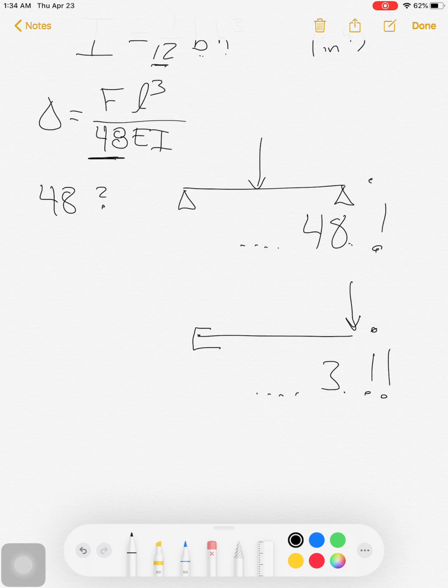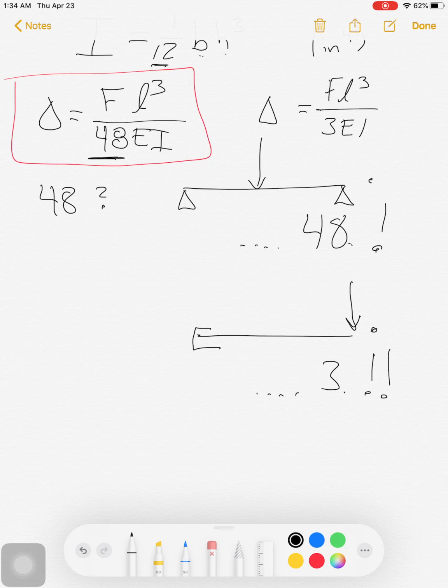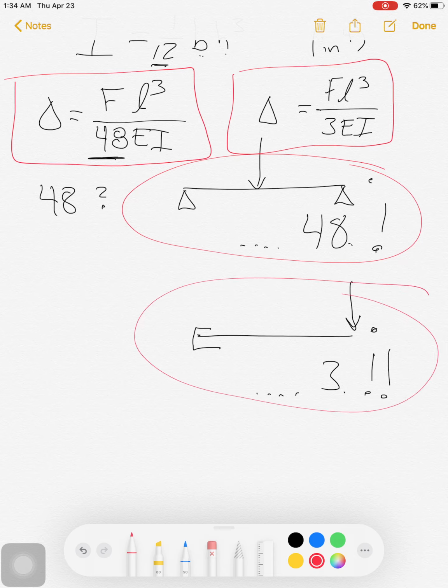So that means our two equations are either going to be force length cubed with 48 EI on the bottom, or if it's a beam that's only held at one end, it's going to be force length cubed over 3 EI. All right, so we'll use one of these two equations depending on how the beam's held. Like we said, this type of beam, we'll use a 48. This type of beam, we'll use 3. There are a lot of other ways to hold beams, and a lot of other numbers that can go down here. But for our purposes for this class, those are the only two we're going to look at.